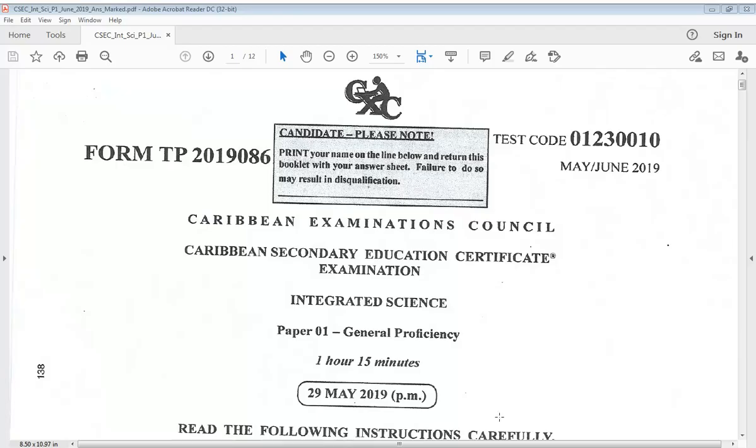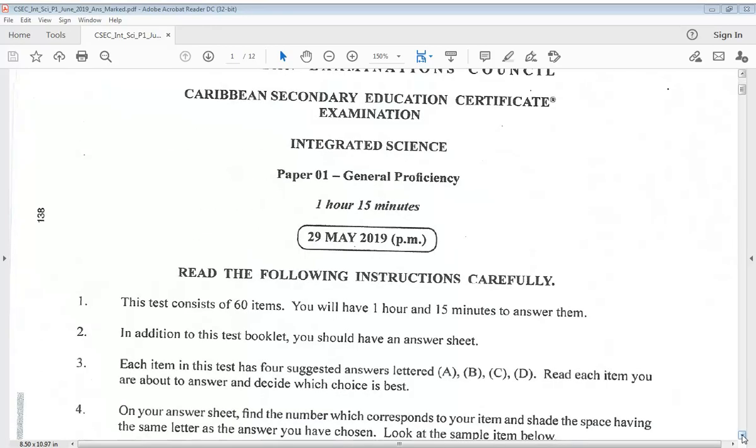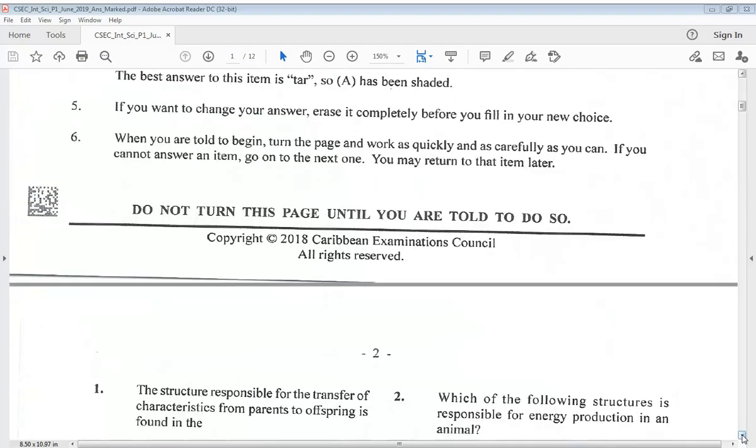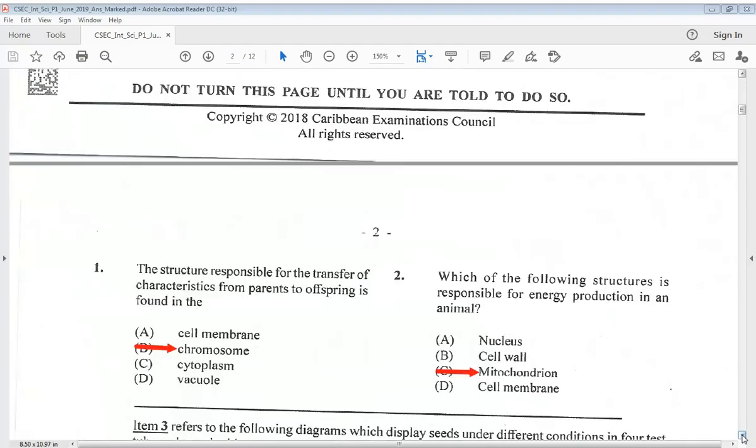So let us get into this paper. The answers are being provided, so this is going to be a quick video. The first question says the structure responsible for the transfer of characteristics from parents to offspring is found in the... The answer is B, chromosome. 2. Which of the following structures is responsible for energy production in an animal? The answer is C, mitochondria.